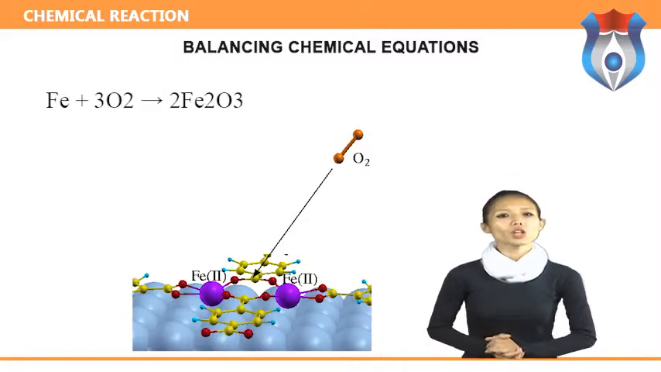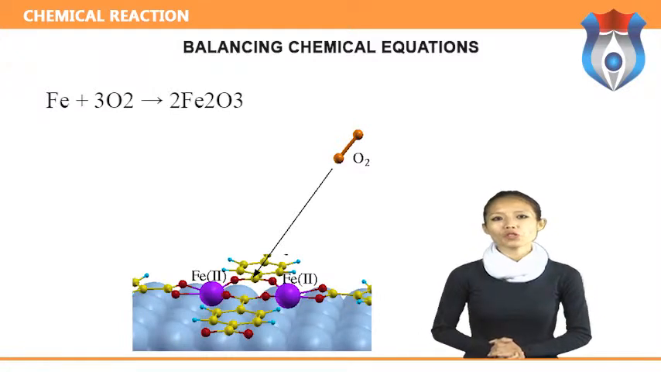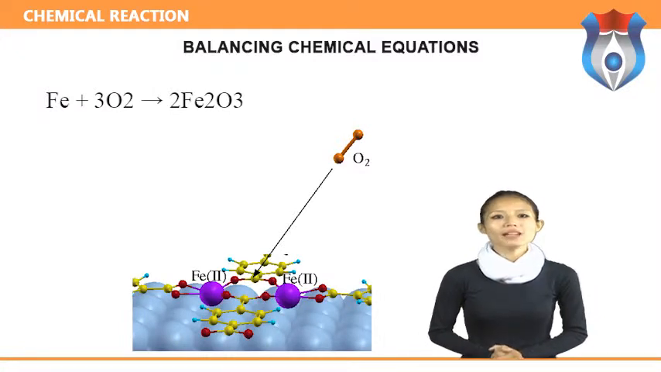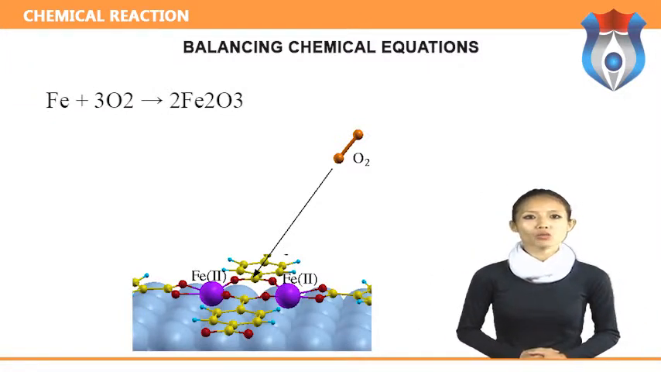The balancing of the equation is accomplished by introducing the proper number, or coefficient, before each formula. To balance the number of O atoms, write a 3 in front of the O2 and a 2 in front of the Fe2O3. Fe plus 3O2 gives 2Fe2O3.